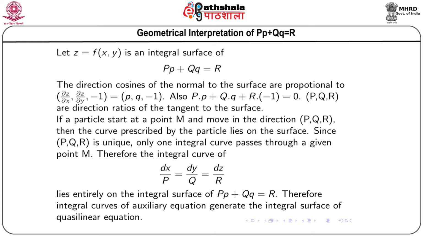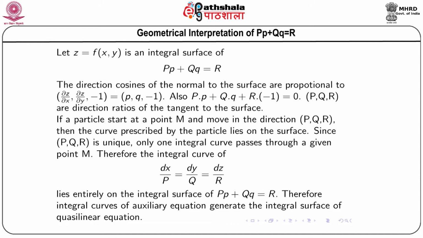Now, if we write the equation of the integral surface in implicit form like f(x, y) − z = 0, then the direction ratios of the normal to the surface can be written as ∂z/∂x, ∂z/∂y, −1.